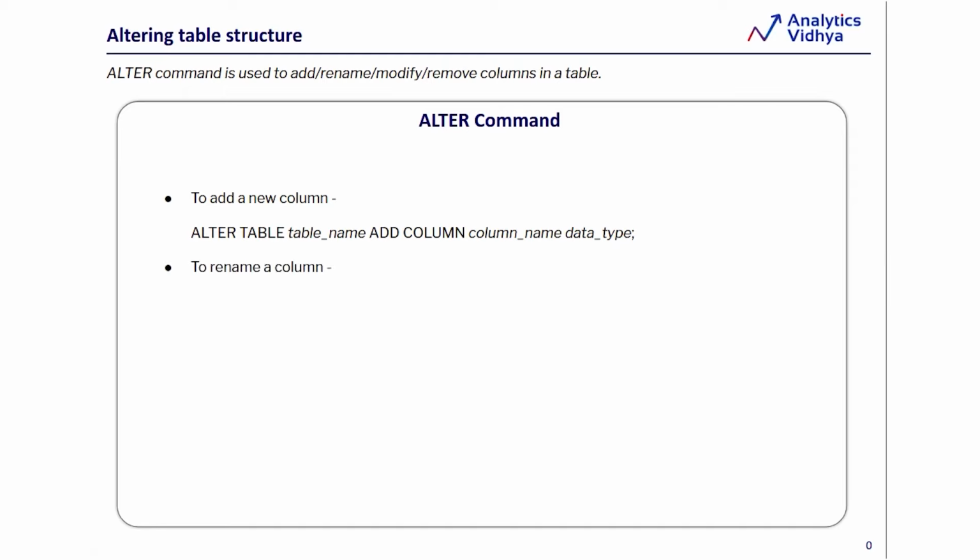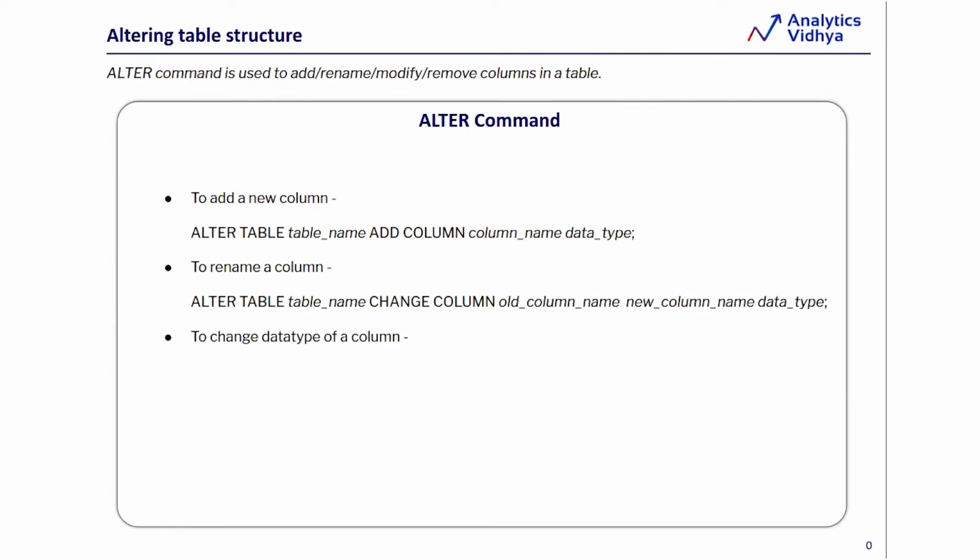To rename an existing column in a table, we just modify the alter command and we use alter table, table name, and this time we use change column and then we provide the old column name, then the new column name and then its data type.